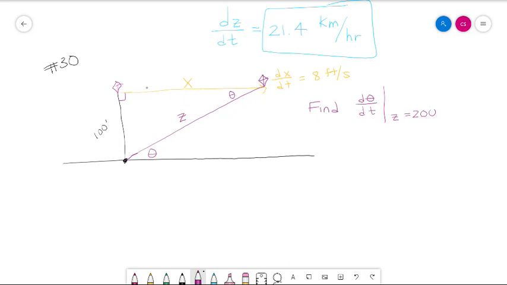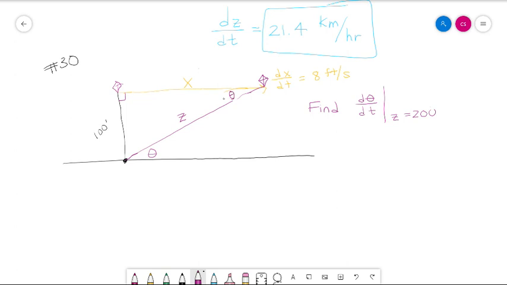So we have this right triangle, three variables, x, z, and theta, and then the 100 remaining constant, which is a good thing, right? We don't want to use a trig function that would incorporate everything, like the cosine, because then we don't have any constants. It's just one equation with three unknowns. It's too much. So my strategy is going to incorporate that 100 somehow.